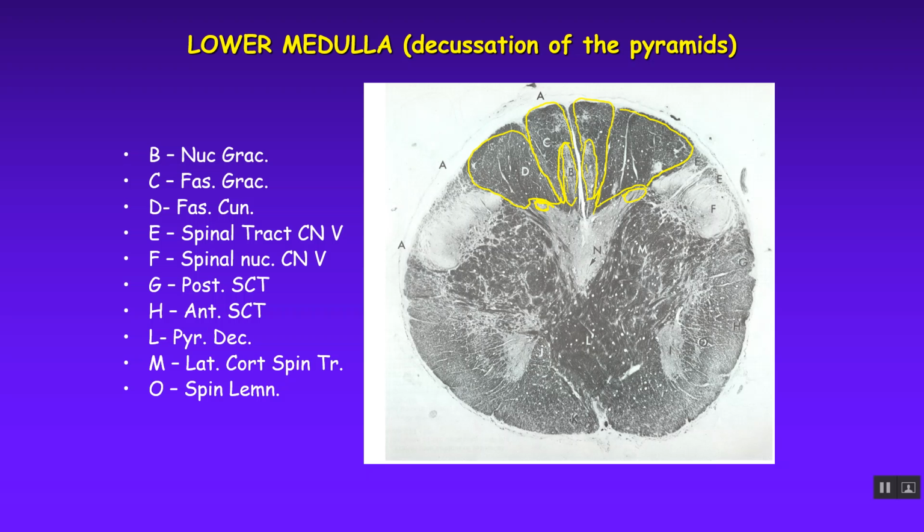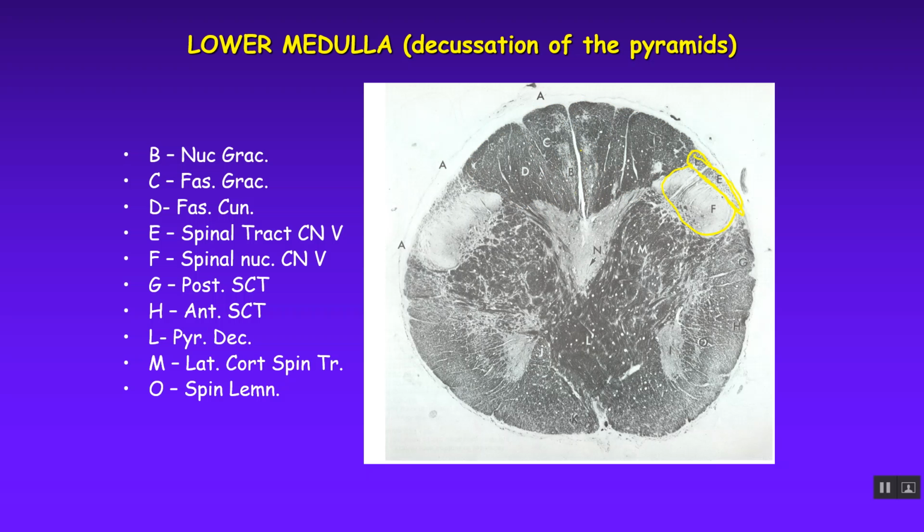E is the spinal tract of cranial nerve number 5, which we haven't talked about before. F is the spinal nucleus. So E right here, this darker structure.